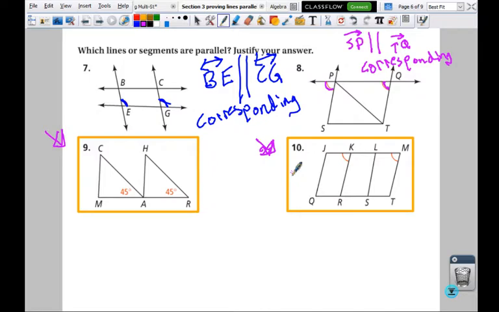C and M and H and A. Okay, for number 10, would it be J and M and Q and T? I don't know, maybe. The way you said that makes me doubt. I put K and R in it. Now it's totally J and M and Q and T. Oh, it's just number 10. It's J and M.